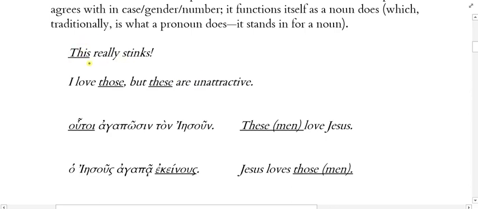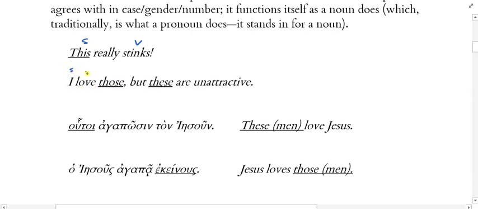Okay, so look at this first example. This really stinks. I have a subject, this, and then stinks is my verb and really is my adverb. But notice that the demonstrative word this is functioning the way a noun would function because nouns are typically subjects. And this is the subject. This is what stinks. Notice there's no noun that this is modifying. Okay? This is the noun for all intents and purposes, but it is a pronoun. Now look at the second example. I love those.